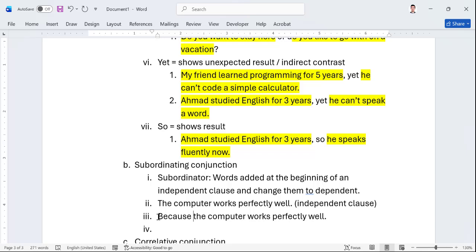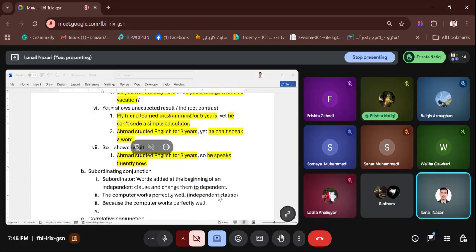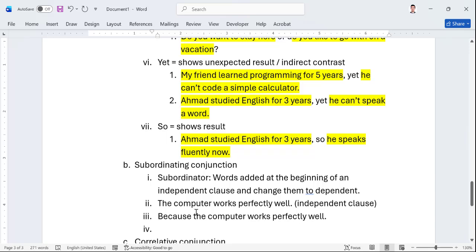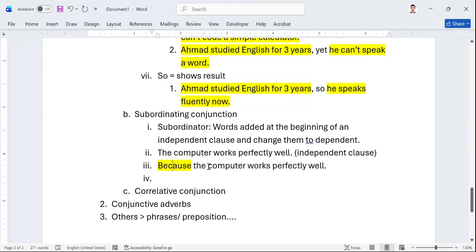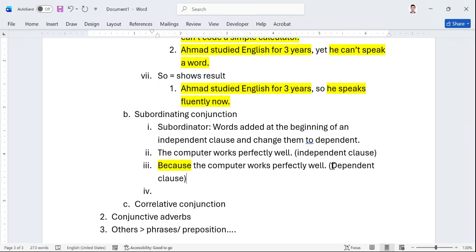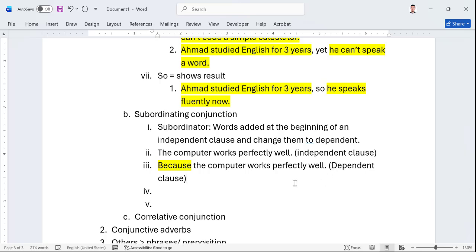So what about now? Does it give a complete idea this time? The first one we had, the computer works perfectly well, was independent. As soon as I added because, it changed to an incomplete idea. So that's the function of a subordinator. Because is considered a subordinator. It changes the type of clause. It changes an independent clause to a dependent clause, or it subordinates an independent clause. So this is now a dependent clause. That's what we have as the subordinator itself as well.